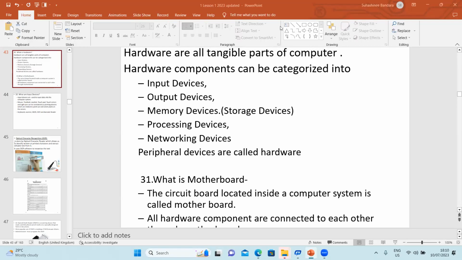Okay, so hardware devices we call the tangible part of the computer. We divide hardware devices into input devices, output devices, and storage devices. Mainly, hardware devices can be categorized into input, output, and storage.